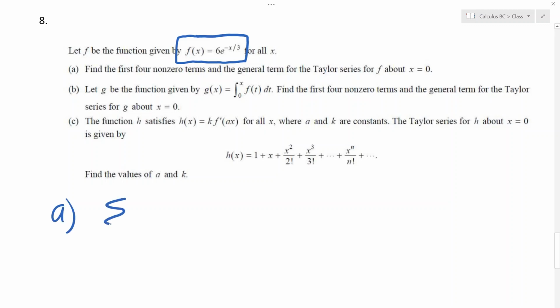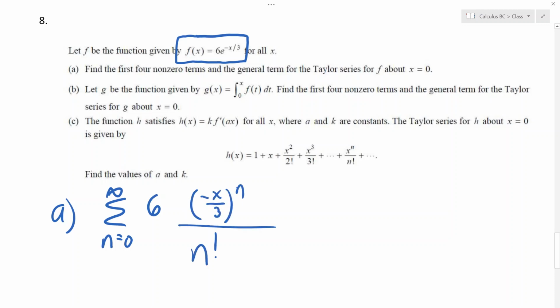That is the summation n equals 0 to infinity. That 6 is just there. It does not matter at all. Okay? The series for e to the x is x raised to whatever power, right? So we really have negative x over 3 to the n over n factorial.